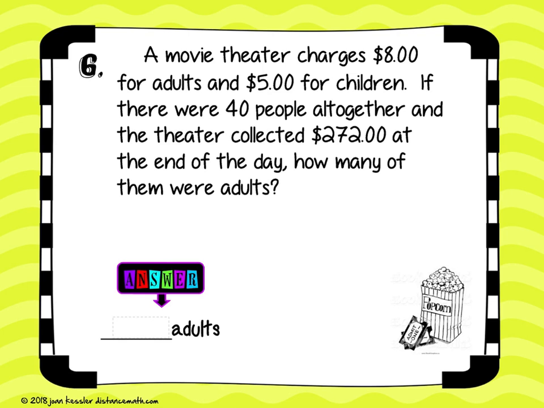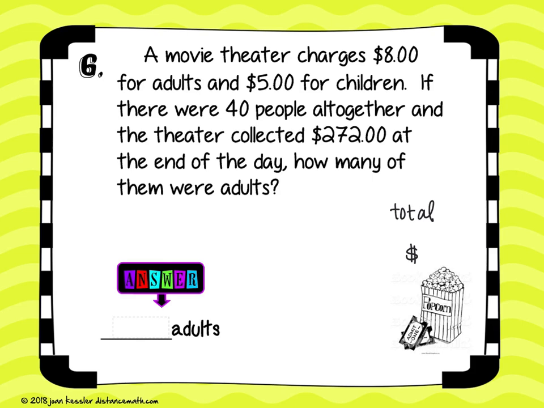A movie theater charges $8 for adults and $5 for children. If there were 40 people altogether and the theater collected $272 at the end of the day, how many of them were adults? So when we do problems like this, there's two equations that we're going to set up. The first is total, and then the second has to deal with our money.